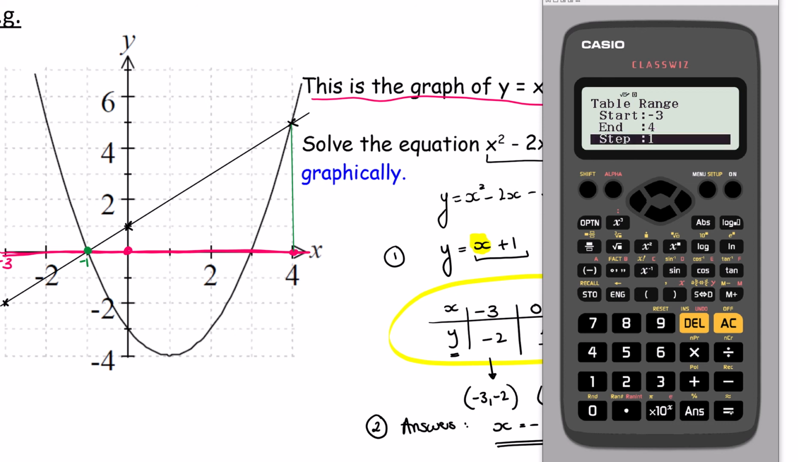So I press equal again and press equal, and it gives you the value for x and the value for y. So f of x stands for y. And you can see it's exactly the same as my table: -3, -2, and I went for 0 and it was 1. And if you use the arrows to go down, it will give you the rest of the values, 4, 5. So you can use the calculator also to find your coordinate table.